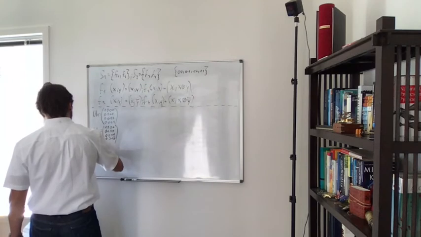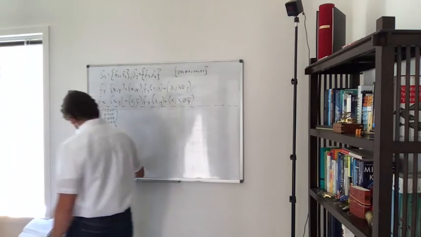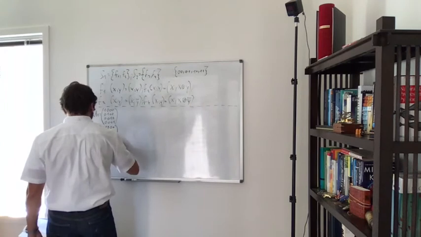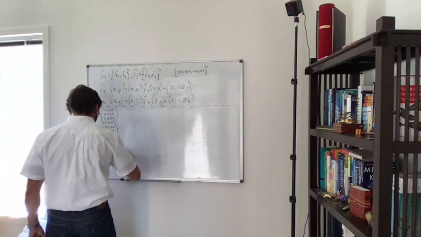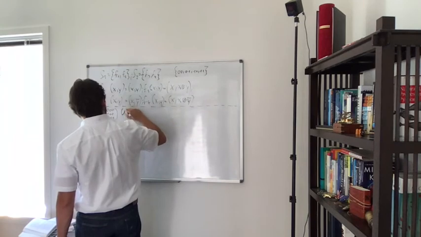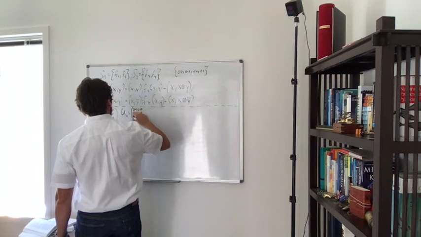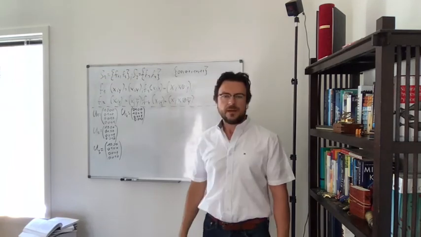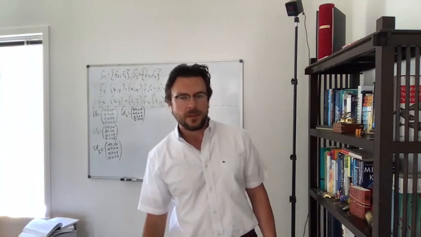Okay, for U2. Then we will look at U3. So U3 is given by that transformation. And the last one, U4, is given by that transformation. So these are our 4 unitaries that we have to our avail.